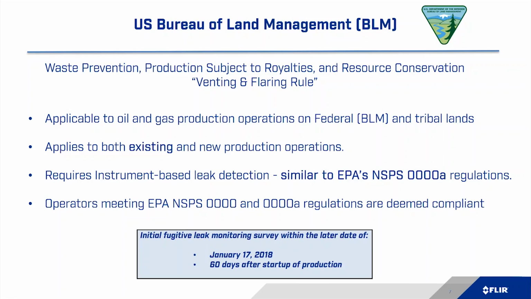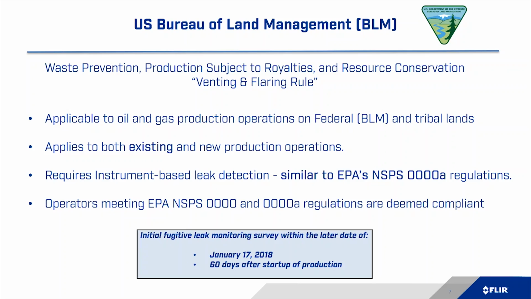This was published into the Federal Register on November 18th, 2016, and is applicable to oil and gas production operations on federal land. It also includes tribal lands. So if you look at a map of federal and tribal lands, this is much more applicable to the western half of the United States, just based on where those lands are located.